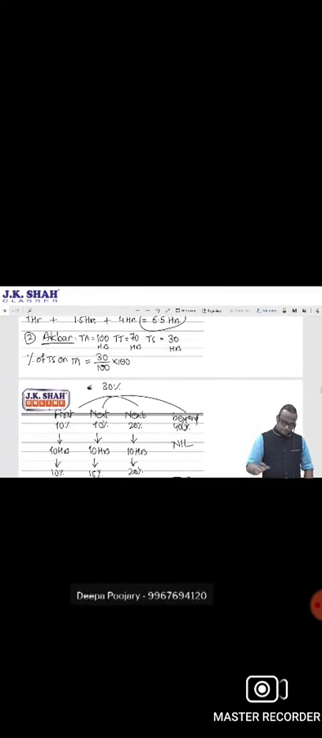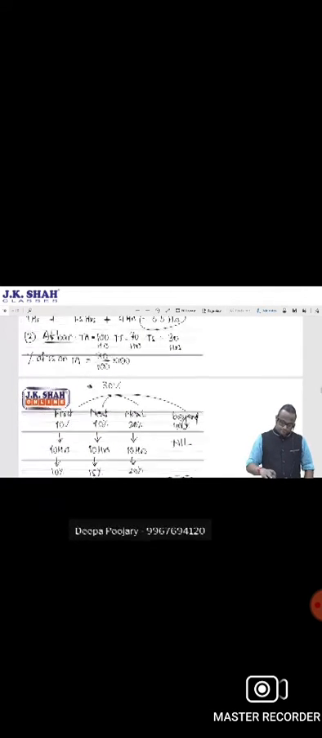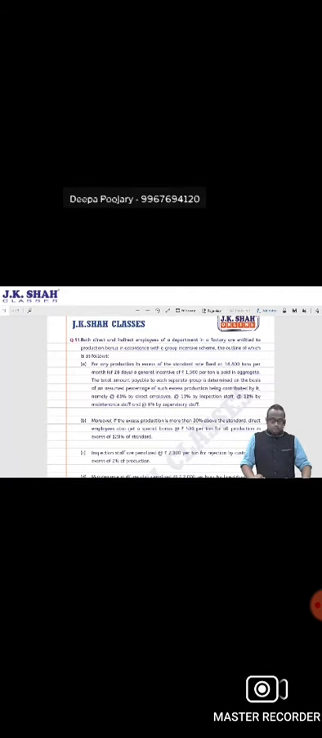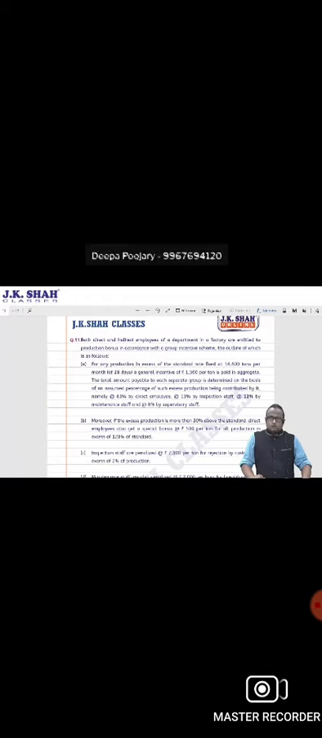Working of Amar, working of Akbar, and working of Anthony. Okay, so we are done with the first part, majorly the first part of labor costing, which is based on time, which is based on piece rate, which is based on incentive schemes like Halsey and Rowan.